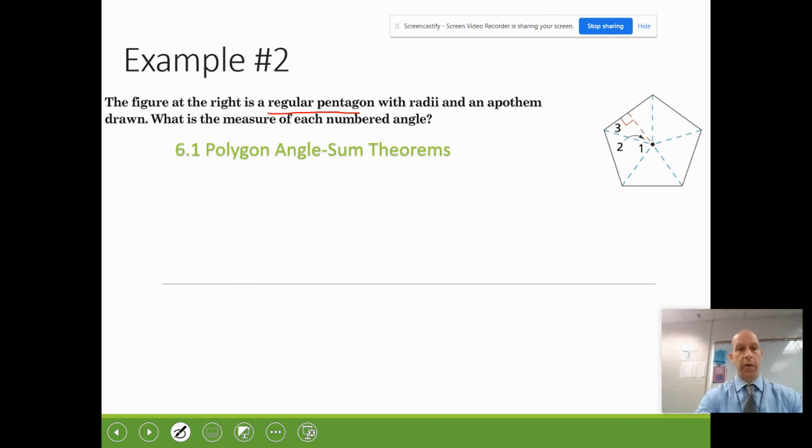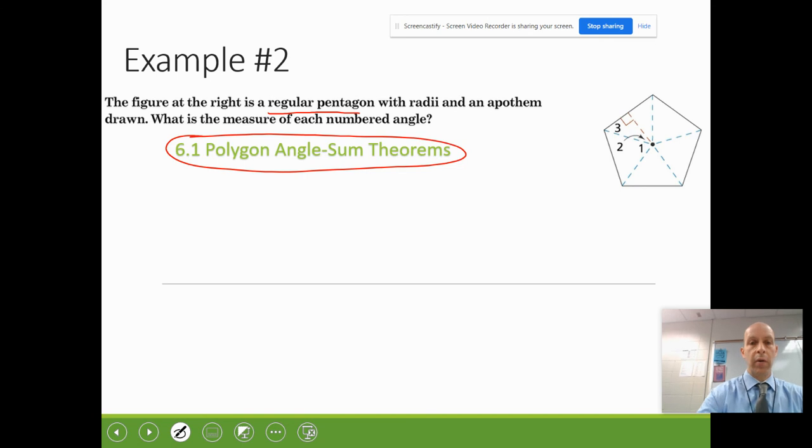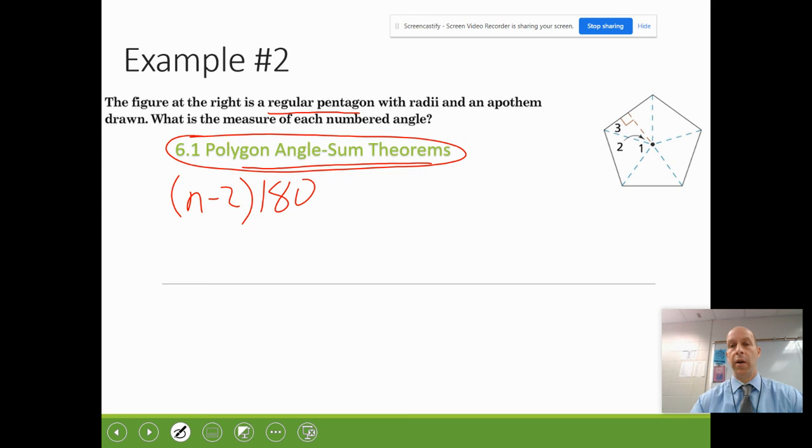But what I want to do is go back and review a couple of important ideas from section 6.1. And those were the polygon angle sum theorems, in particular this n minus 2 times 180. That's how you find the sum of all the interior angles of a regular polygon, or of any polygon. And then we can just divide that by n, since all these angles are the same because it's regular. So I want you to make a note of this formula here. This is what we're going to use.